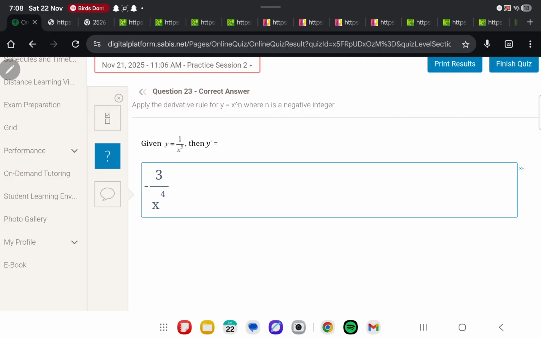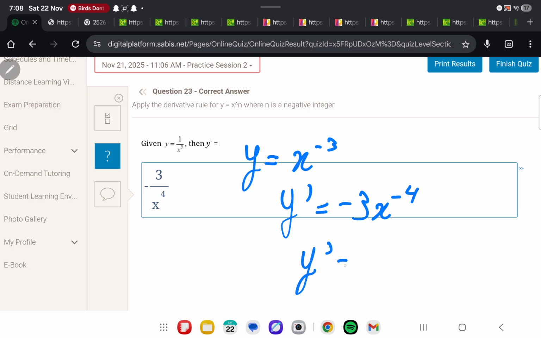This is easy, but yallah, we can do it. y equals, take this up straight away, x to the power of negative 3. Then derive, and you'll get negative 3 x to the power of negative 4. So y prime is equal to negative 3 x to the power of negative 4. Take the x to the power of negative 4 down, so it can be positive x to the power of 4.